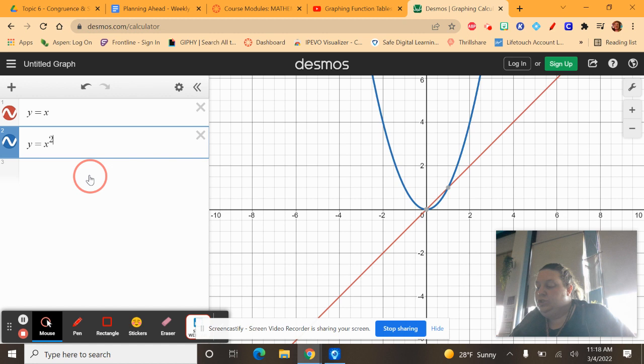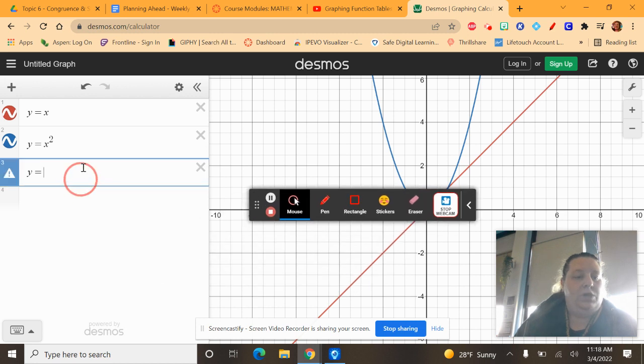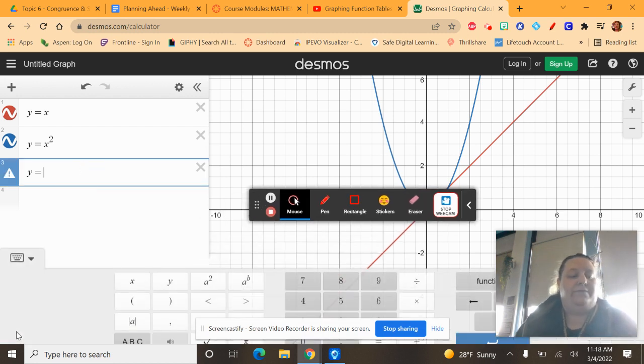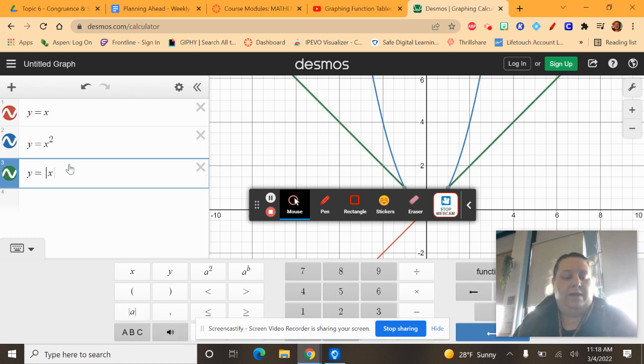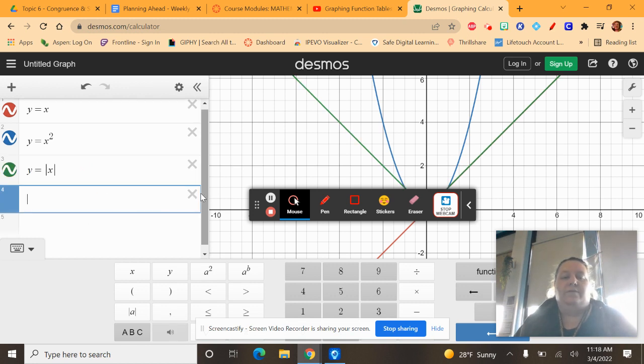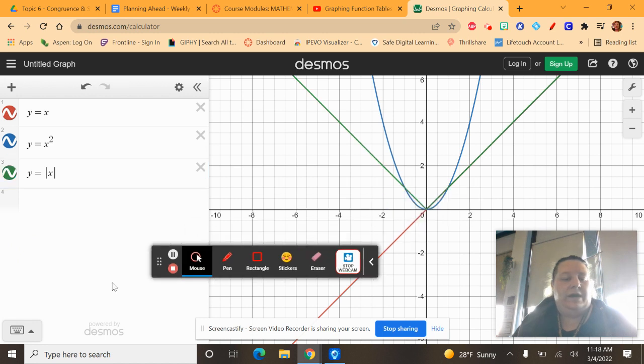The only other one I want to show you how to do is y equals the last one, the absolute value. Right here at the bottom left corner, there's a keyboard that you can use. Over here, it has the absolute value bars with an A in the middle. Then you can just type in x and click out of it, and it should graph it for you. Okay, let me move my stuff around so you can kind of see.